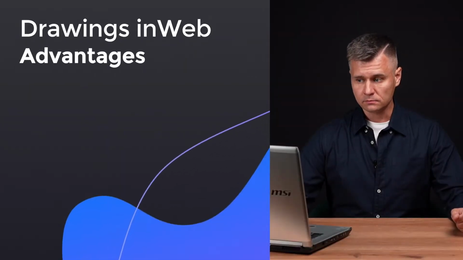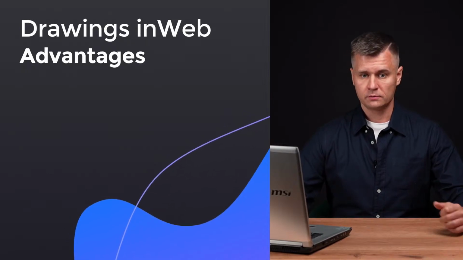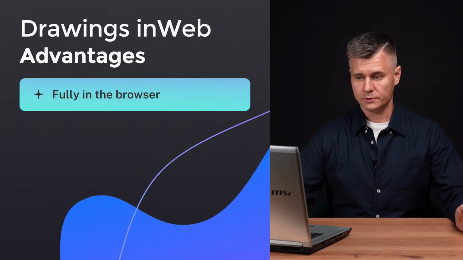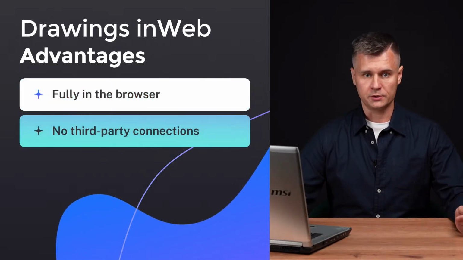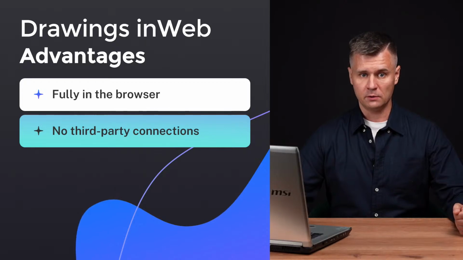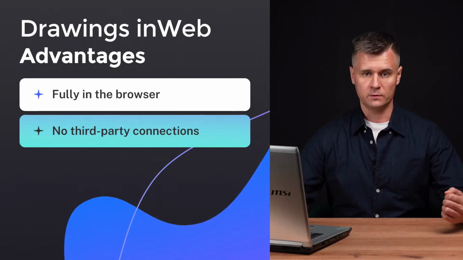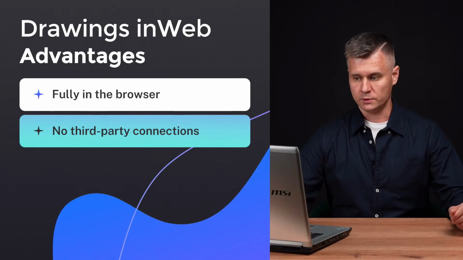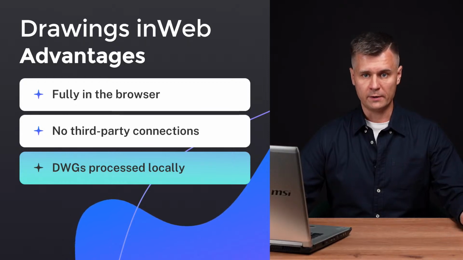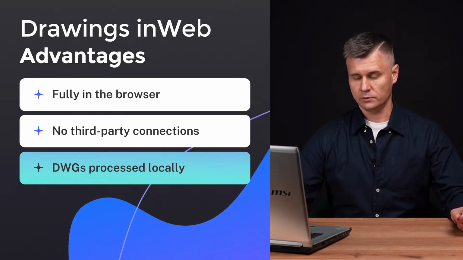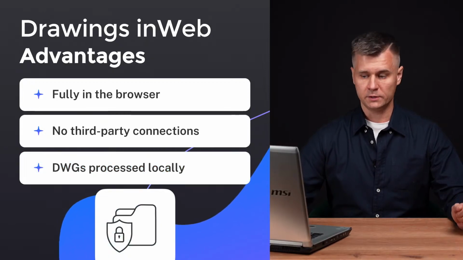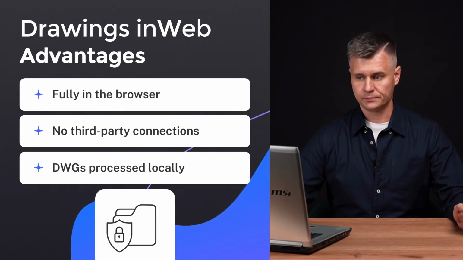The next item. Overall, the advantages. Let's sum them up. Everything is working fully in your browser. No third-party connections are required, so that means that there is no need to upload your DWG model to somebody's cloud, somebody's service, somebody's storage. Everything is processed right here on your desktop. So from the point of view of privacy of your data, everything is on your full control, and there are no privacy or data sharing issues or concerns.